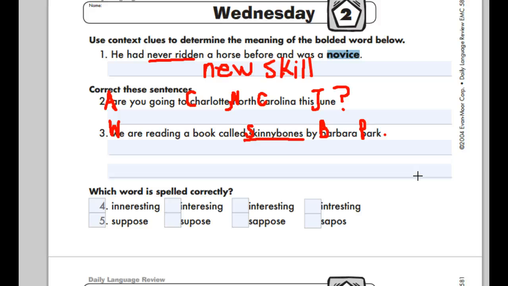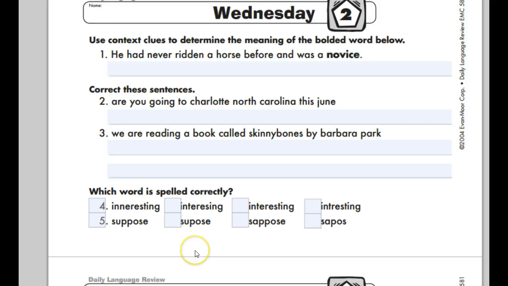Which word is spelled correctly? It's going to be interesting. Interesting right here. Suppose right here. All right, look at those. Make sure you got them.